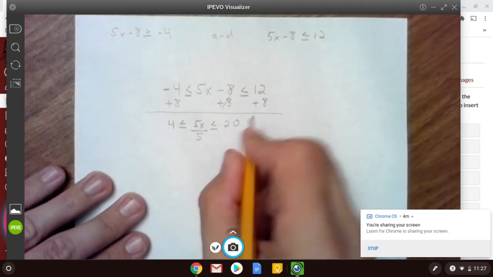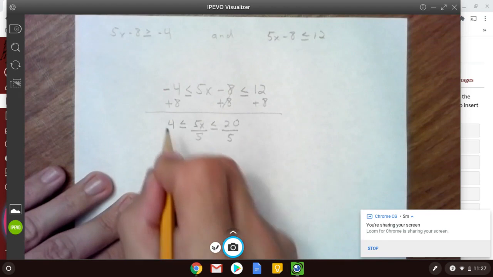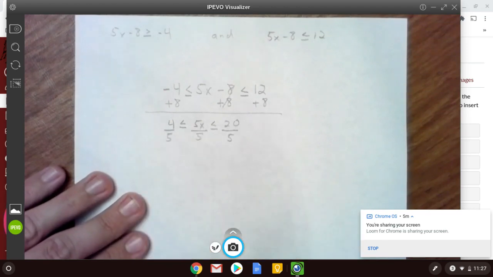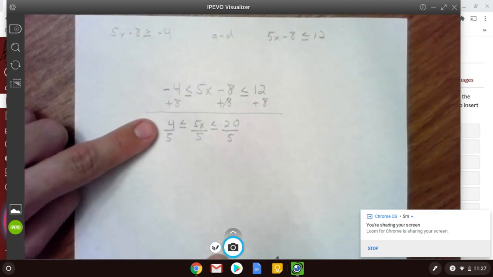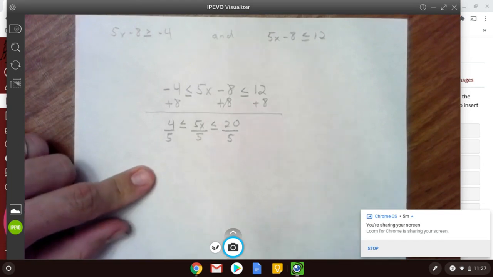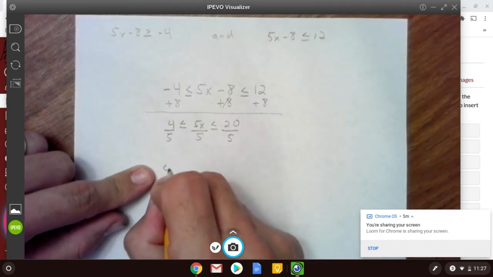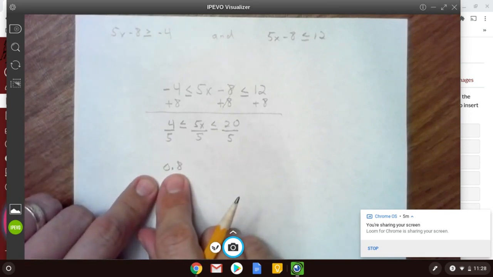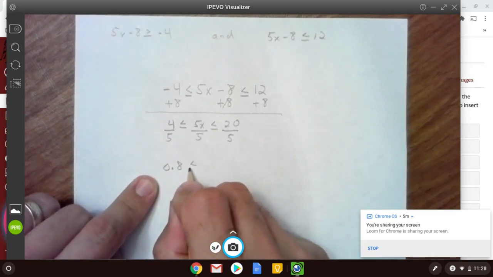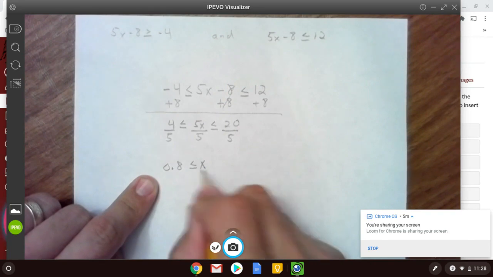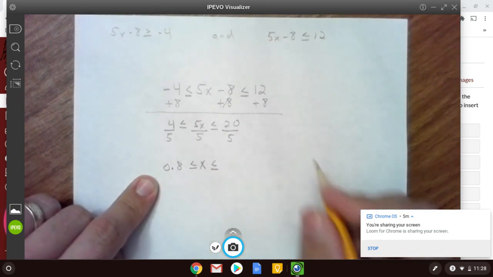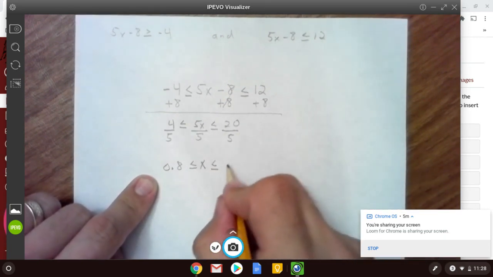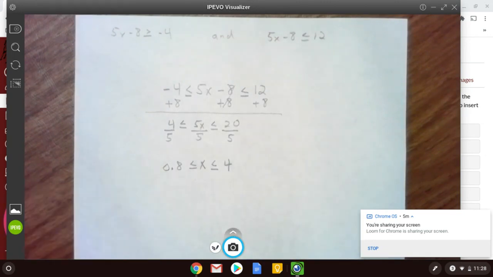So divide by 5, divide by 5, divide by 5. All right, so on the left side, you just get 4/5. Or if you want to, you can write that as a decimal. All right, so 4/5 or 0.8, it's up to you. The middle, 5's cancel, so you just have x. And then 20 divided by 5 is 4.